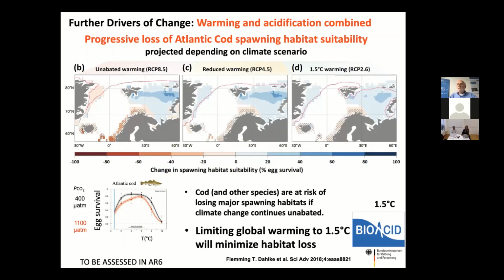This is a finding we do not have if we just consider the adults, as a lot of experimental work is actually doing. And limiting global warming to 1.5 will minimize habitat loss, an important finding in this context that has made it into the climate assessment reports.